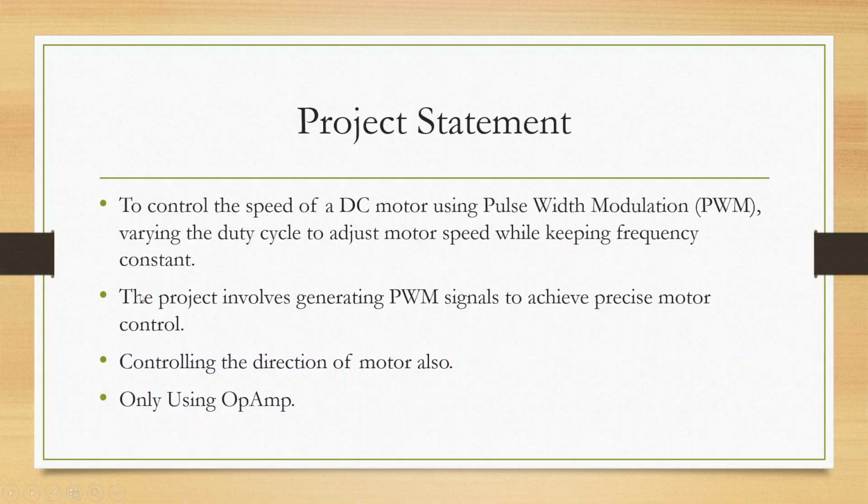So basically the objective and the primary statement of our project is we aimed to control the speed of a DC motor by adjusting the duty cycle while maintaining a constant frequency. We also want to reverse the direction of the motor and we will be using only op-amps to design the whole circuit and some resistors and capacitors.